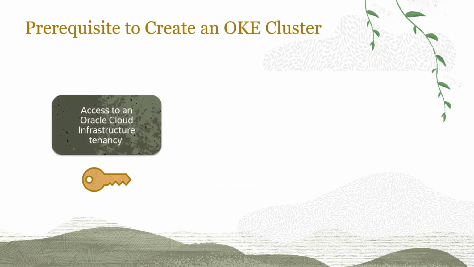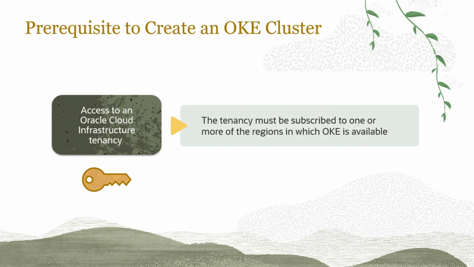The first step to success is gaining access to an Oracle Cloud Infrastructure tenancy. A tenancy refers to your Oracle Cloud account. And here's the good news. OKE, or Container Engine for Kubernetes, is available in all Oracle Cloud Infrastructure regions. This means regardless of the region you are in, you are well positioned to make the most of OKE. Your tenancy serves as the foundation upon which your OKE journey is built. Let's now explore the next critical prerequisite.